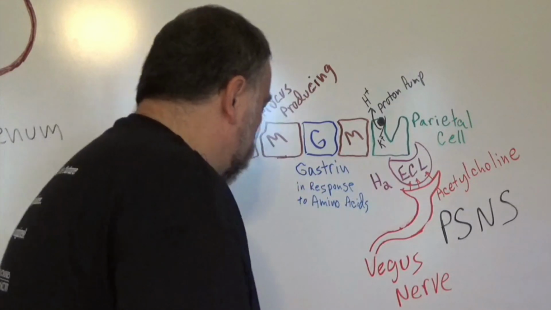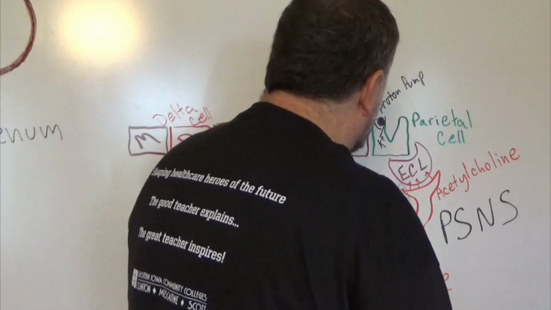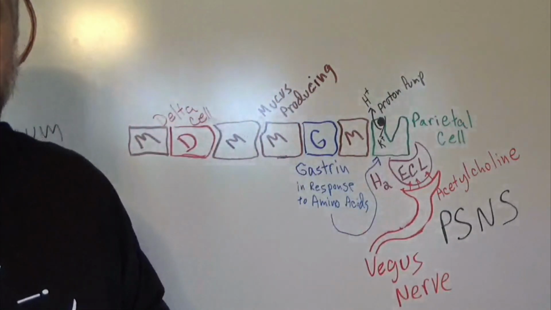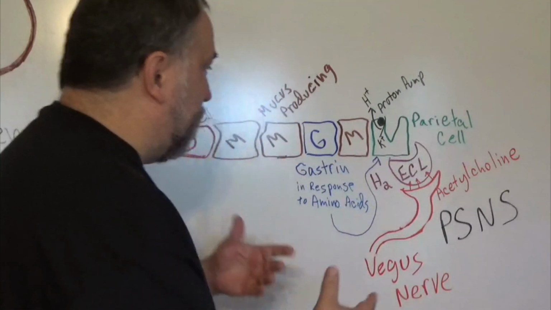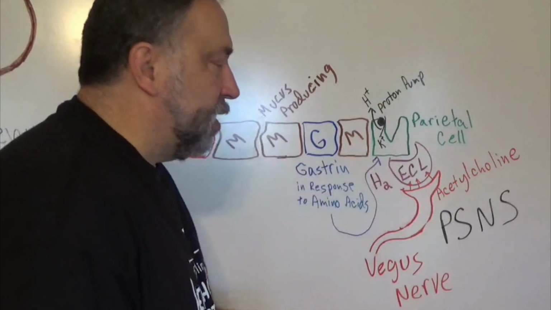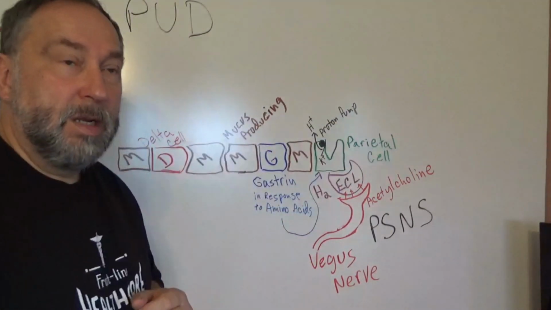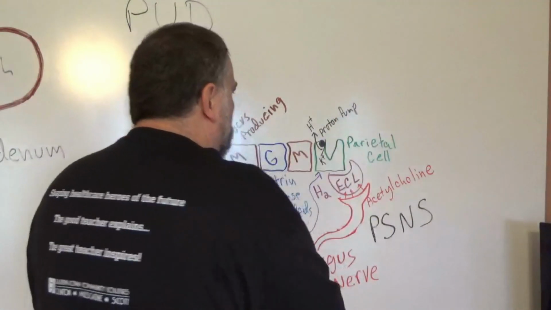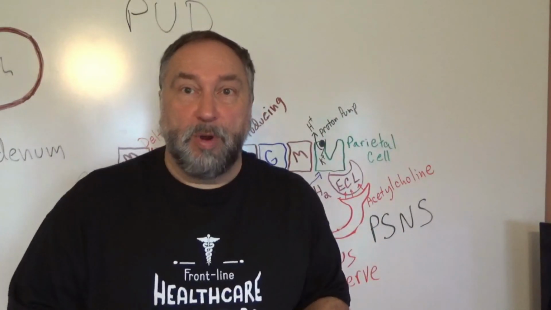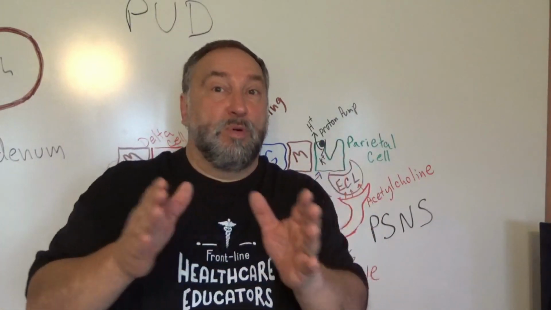And gastrin comes right over here, and it stimulates the parietal cell also. So now the parietal cell is stimulated, and the proton pump starts working, putting out more acid. You need more acid, I guess, to break down the protein, because that's what amino acids are. They are the product of broken down proteins.